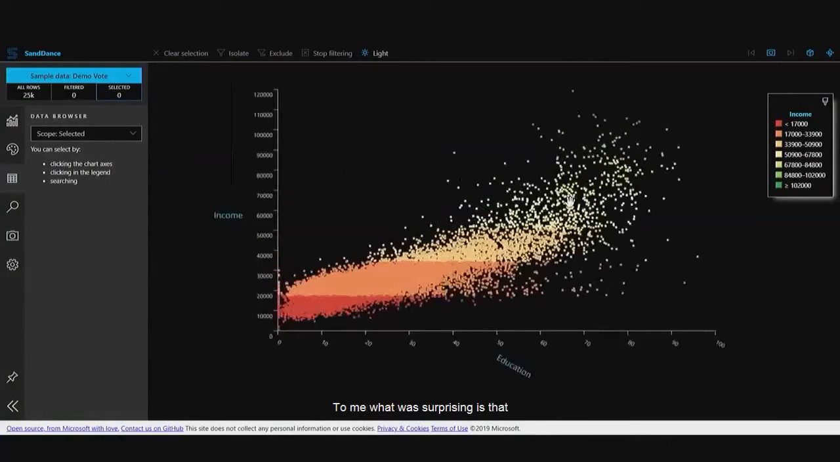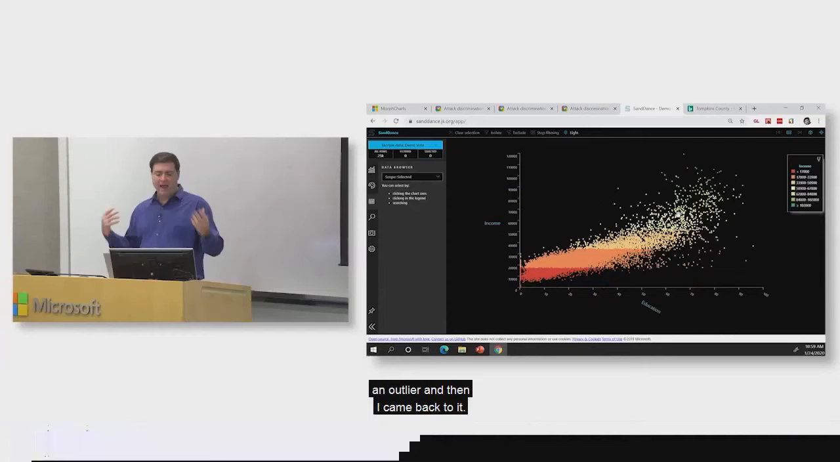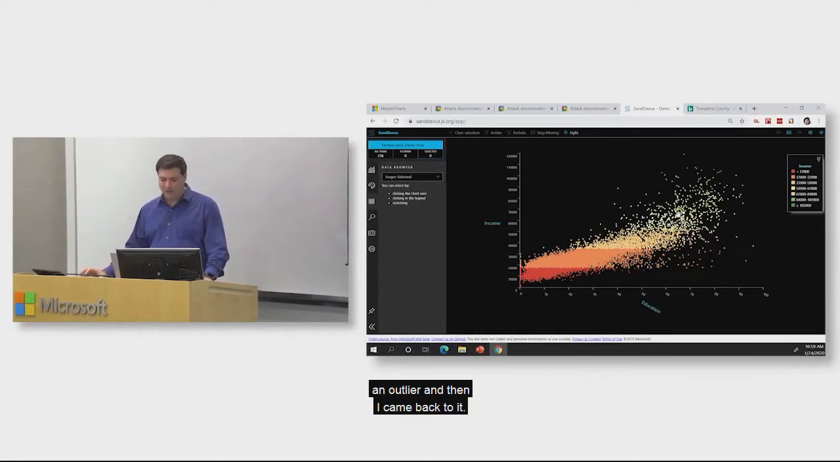And to me, what was surprising is that college towns aren't directly represented in this data. But they are represented indirectly by having high education and low income. And again, I found that pattern because I saw an outlier and then I came back to it.